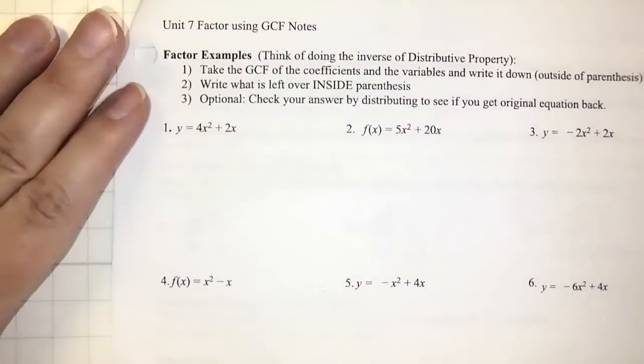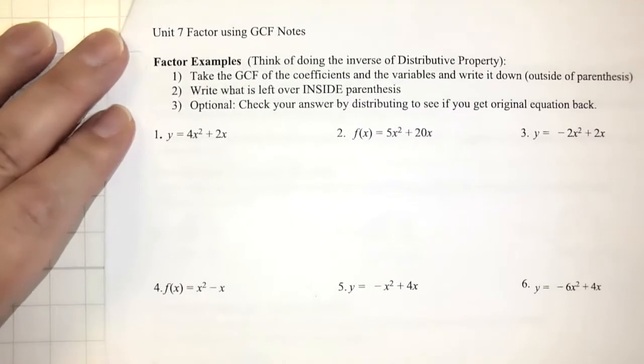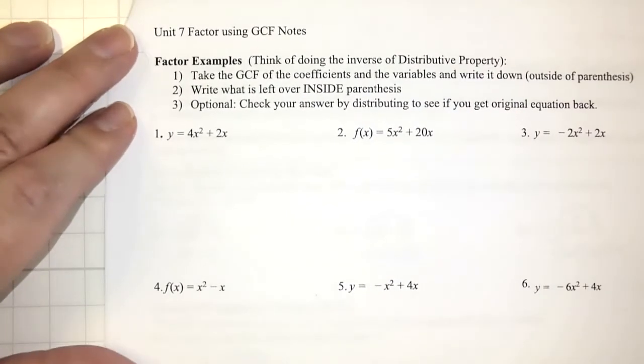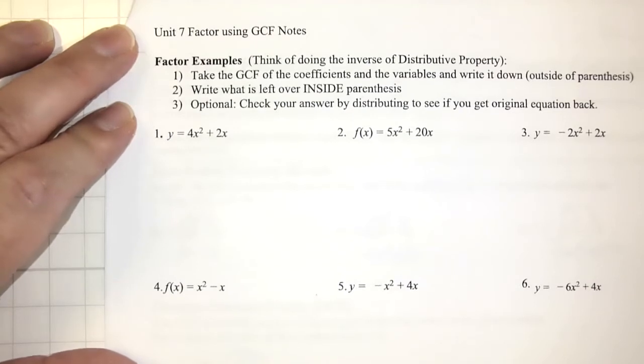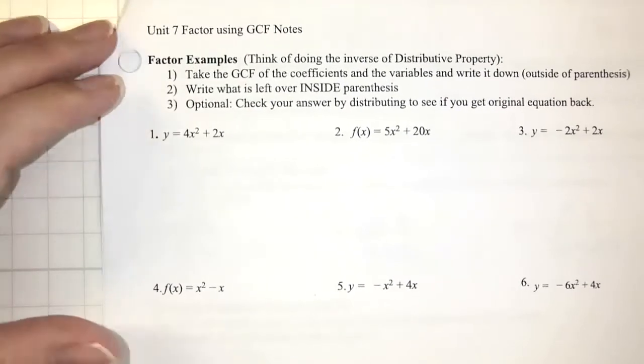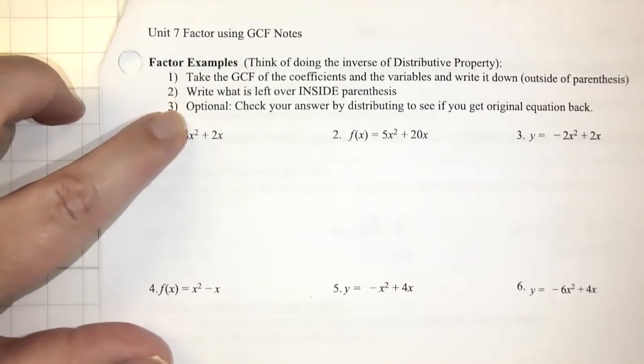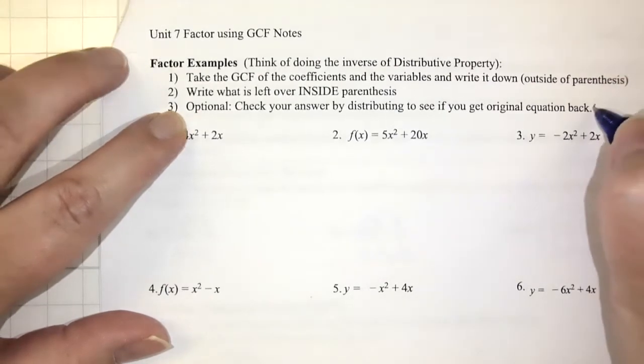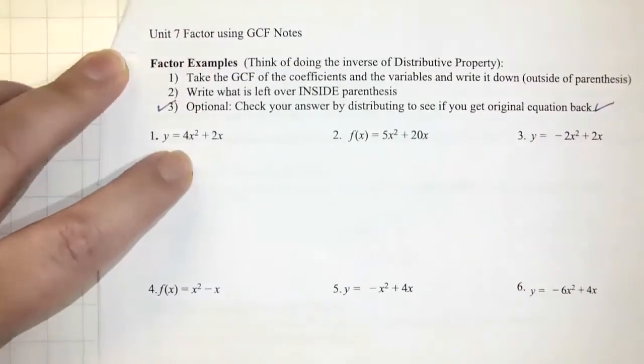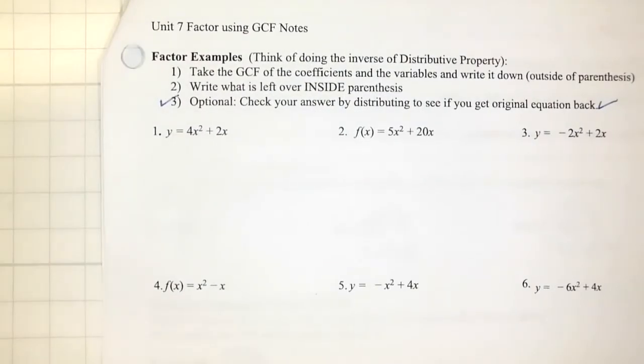Okay, so factoring examples, think of doing the inverse of the distributive property, find the GCF of the coefficients and the variables and write it down outside of parentheses. And then after you divide that out, write what is left over inside of the parentheses. So check your answers by distributing to see if you get your original equation back. So this is your check step. Okay, kind of like when you learn how to subtract, we had you add as your check step. Well, we're learning how to factor, so when you do your check step, you're distributing.